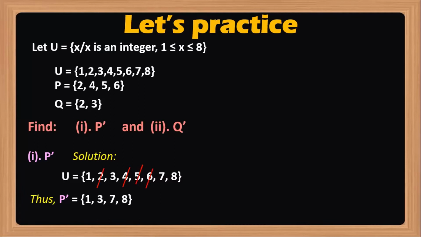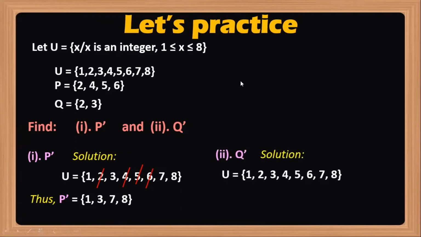Pwede rin natin siyang i-draw to identify kung ano yung P complement. Sige nga, let's try naman the Q complement. How do we find for the Q complement? So for the Q complement, solution will be the universal set are 1, 2, 3, 4, 5, 6, 7, 8. And then we remove all the values ng letter Q, becomes the 2 and 3. Kaya the final answers are the elements of Q complement are 1, 4, 5, 6, 7, and 8.